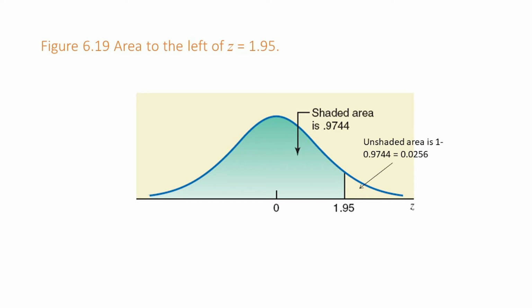What if we were interested in 1.95 or greater? Remember that the area under the curve totals 1. So if we subtract the green area from 1, we get 0.0256. That's the probability of 1.95 or greater.